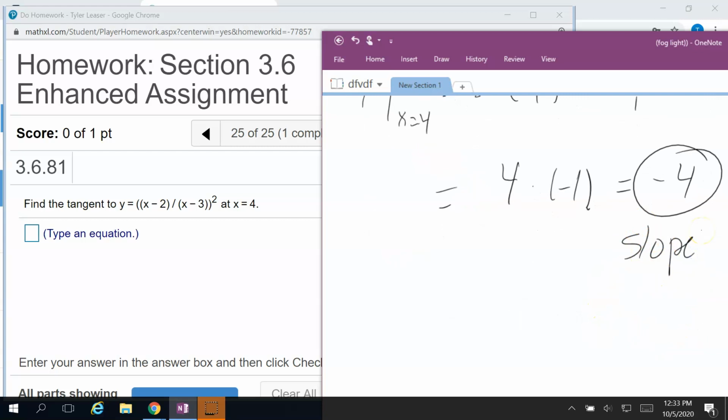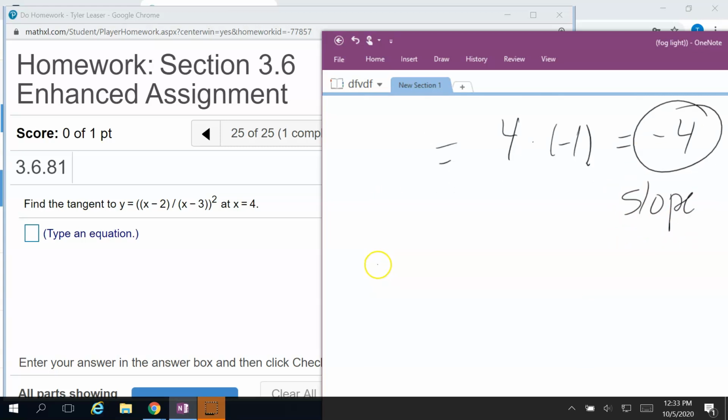Remember, the tangent line has the same slope as the original function. So we take the derivative and plug in the point to get the slope. Now that we have the slope, we also need a point. We get the point by plugging 4 into the original function to get the y value. If I plug 4 into the original function over here, I get 2 up top minus 1 squared, so also 4.